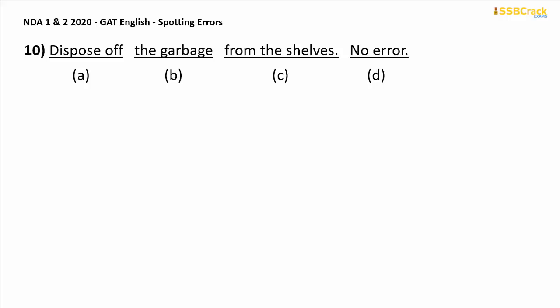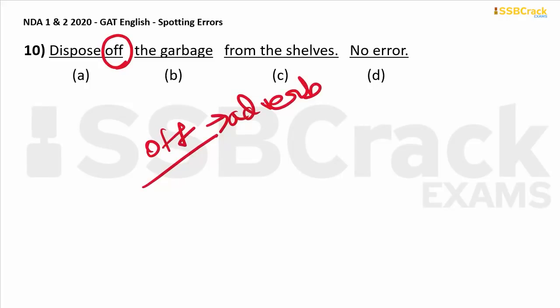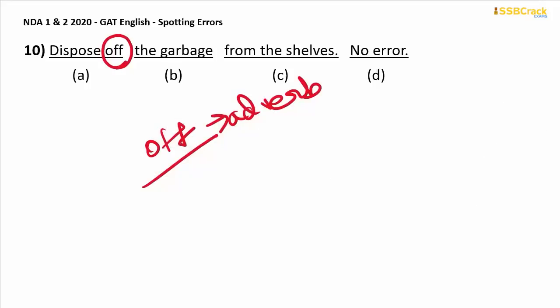What is that? That is basically the usage of the word off. Remember, off is an adverb. Here, dispose should not be followed by an adverb. It should be followed by a preposition. The preposition will be the same as off, but there is only one difference. It should always contain one F and not two Fs like off. So, it should be actually dispose of, O-F.